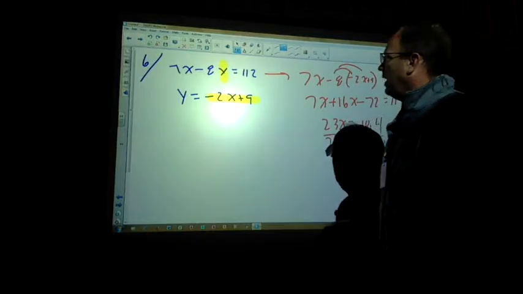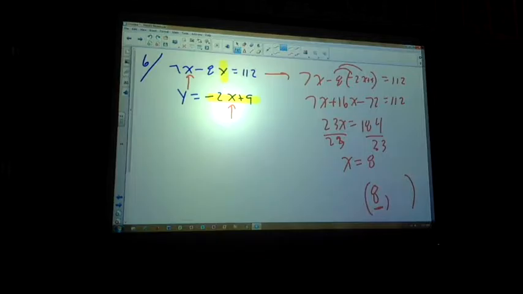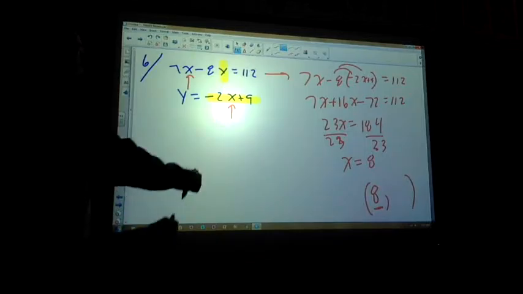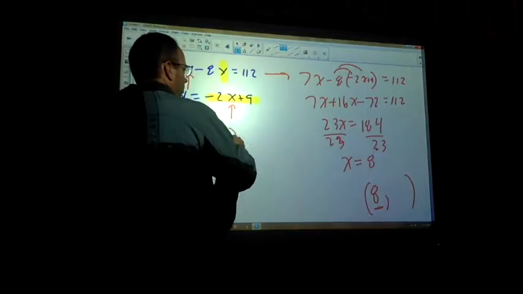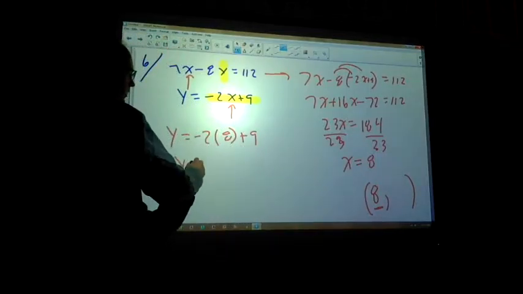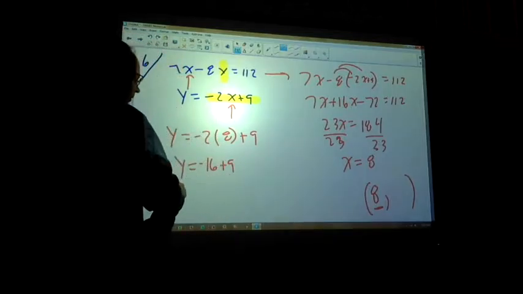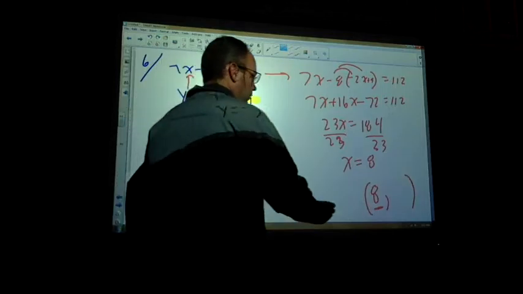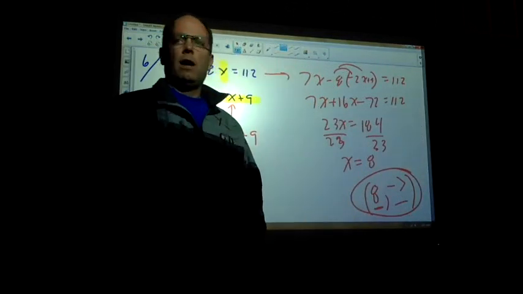I can take this 8 and I can plug it in right here, or I can plug it in right here. Which one makes more sense to plug it into? The bottom one, because it's already set for y. The answer would be the same regardless. It's just sometimes one is set up easier. So that's negative 7. Perfect. So there's my answer: 8, comma, negative 7.